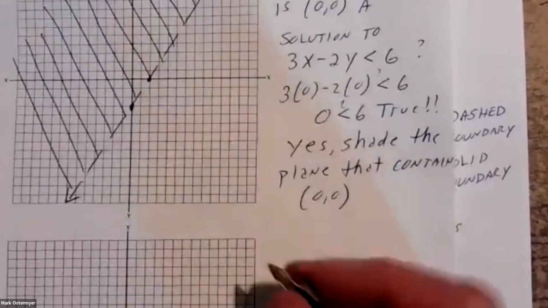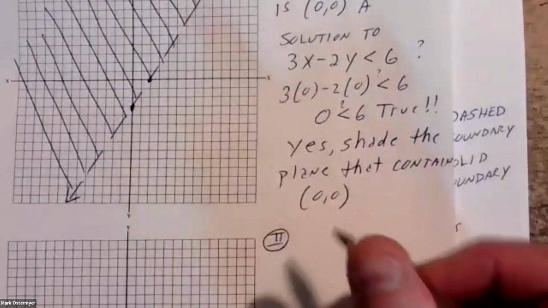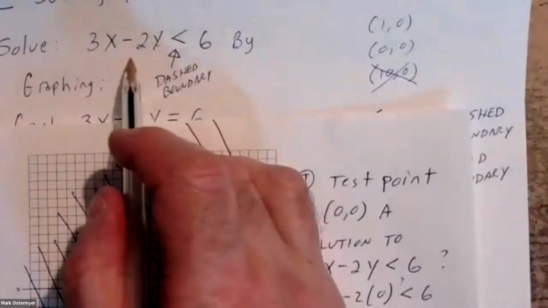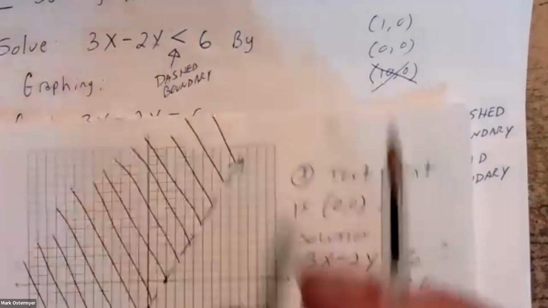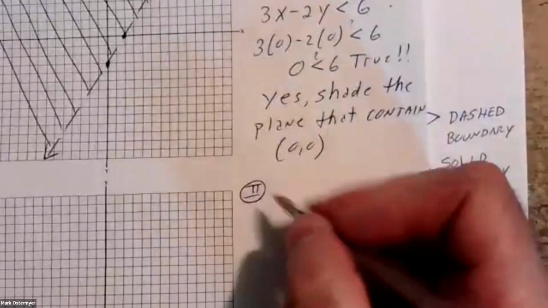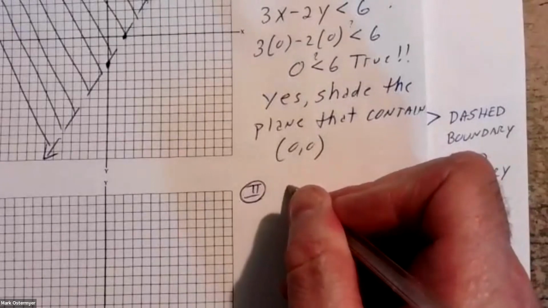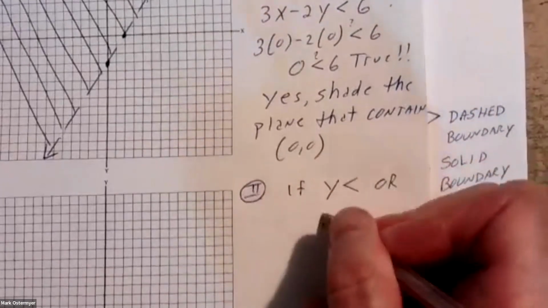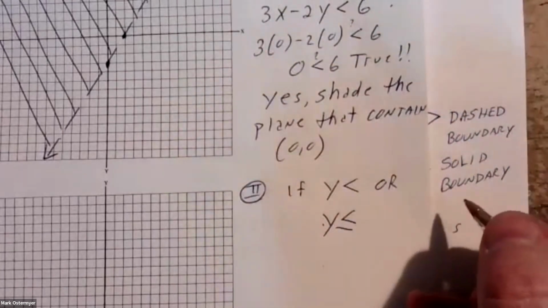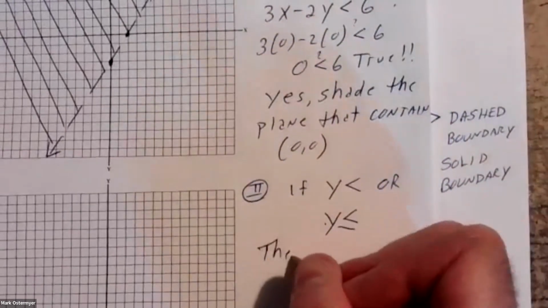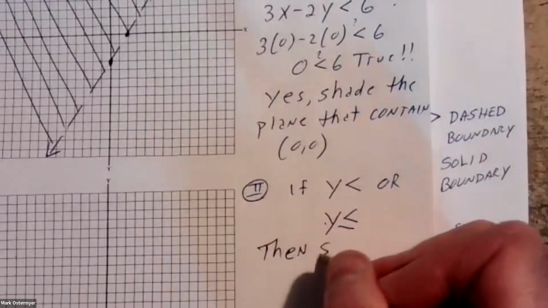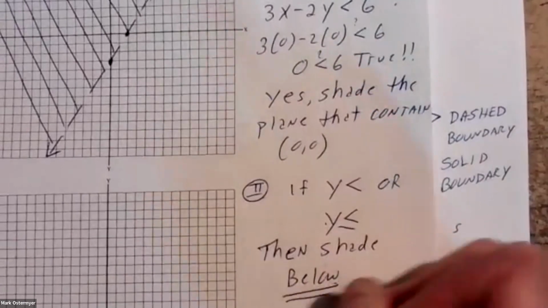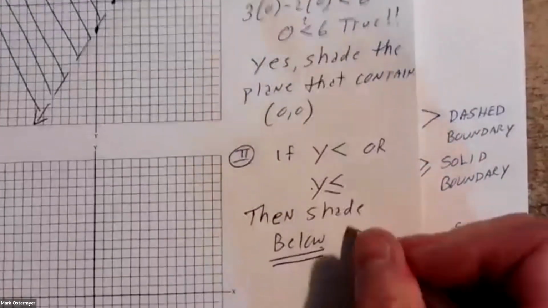The other way, ladies and gentlemen, is to do this, to remember this. If you were to take this inequality and solve it for y, such that y is on the left side of your inequality, and if y is either less than or less than or equal to something, then in that case, we would shade below the boundary.